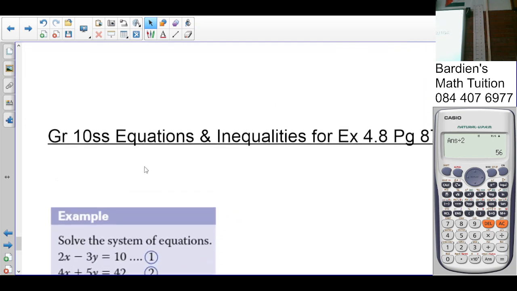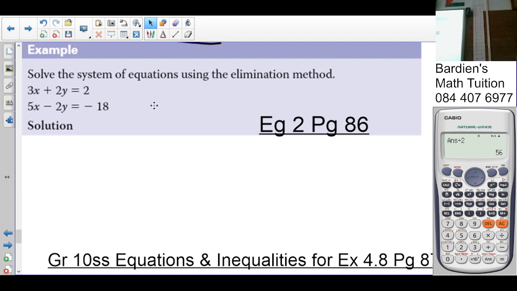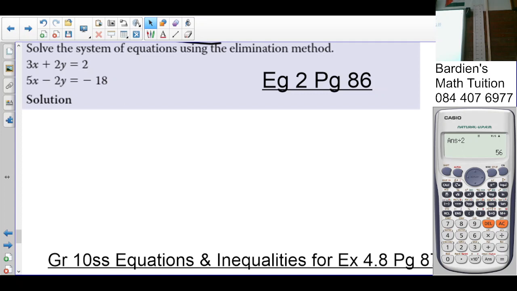So solve the system of equations by using the elimination method. Okay, let's pull this down here. Let's see. So again, I'm going to write those two equations down.